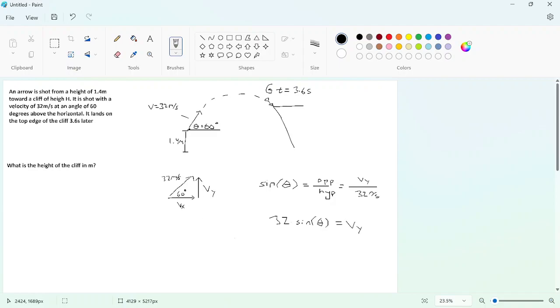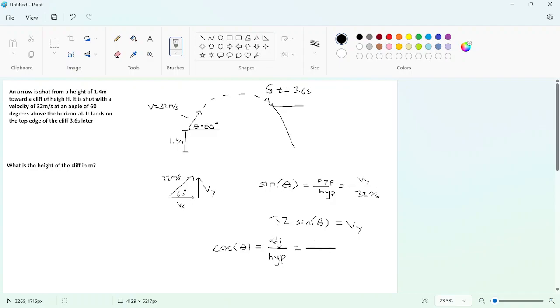What about the horizontal component? The horizontal component has the same approach, except a different one of these. I don't know the mathematical name for it, but cosine of theta is equal to the adjacent side, which is the side that's closest to the angle, not the hypotenuse, over the hypotenuse. It's going to be the adjacent side over the hypotenuse.